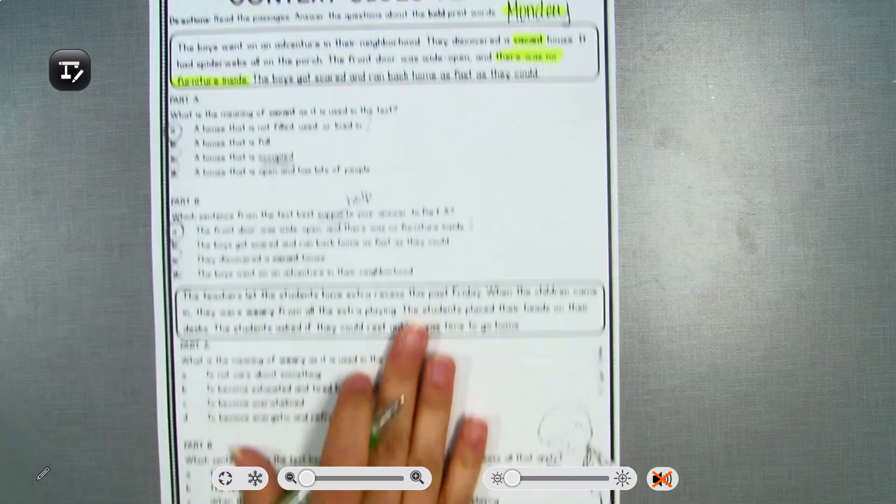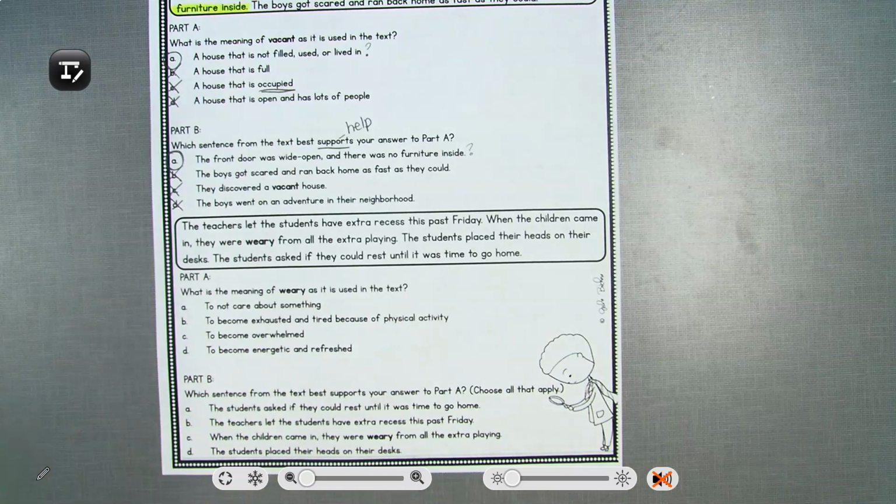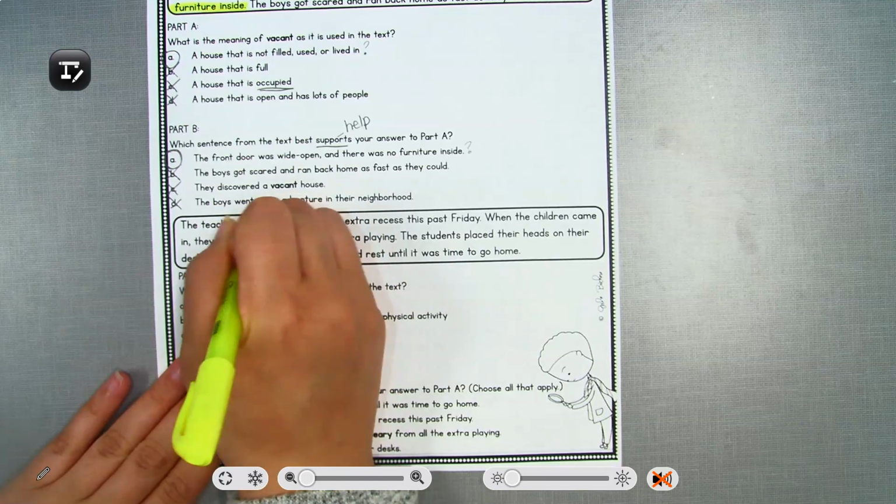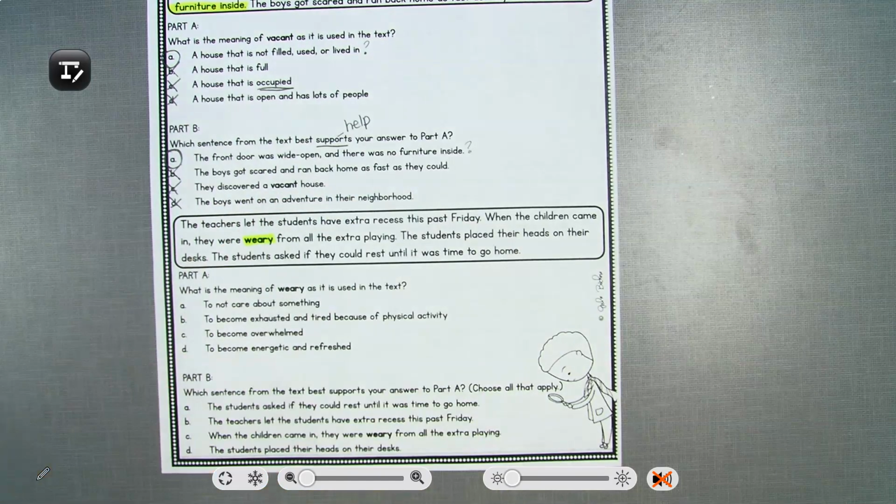Okay. The next one. The teachers let the students have extra recess this past Friday. When the children came in, they were weary from all the extra play. The students placed their heads on their desks. The students asked if they could rest until it was time to go home. So I'm going to either highlight or underline the word weary. So what do we think weary means?